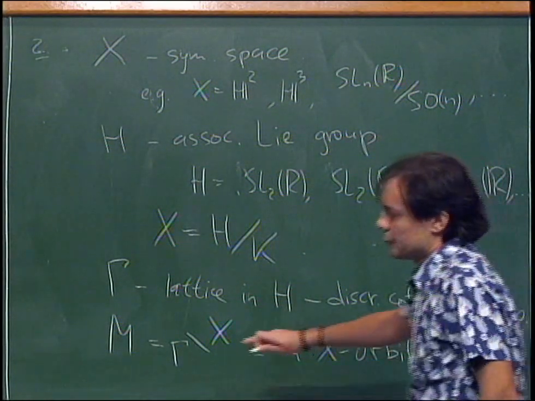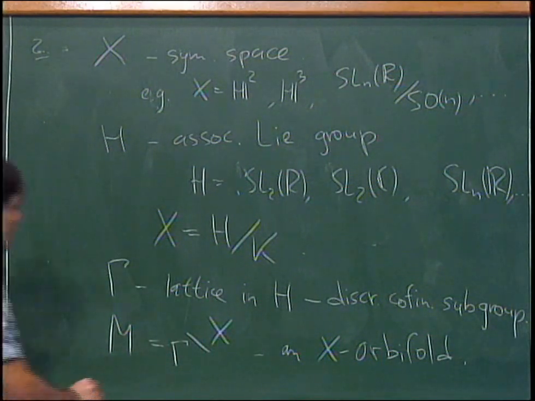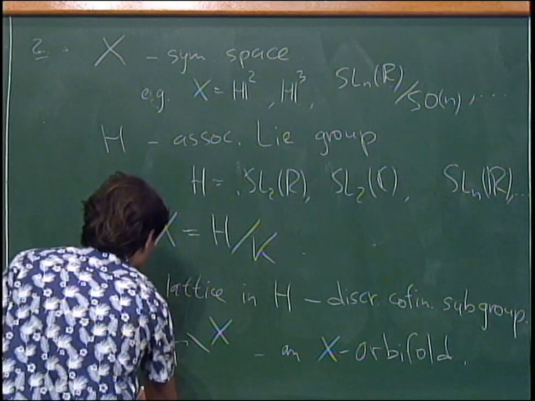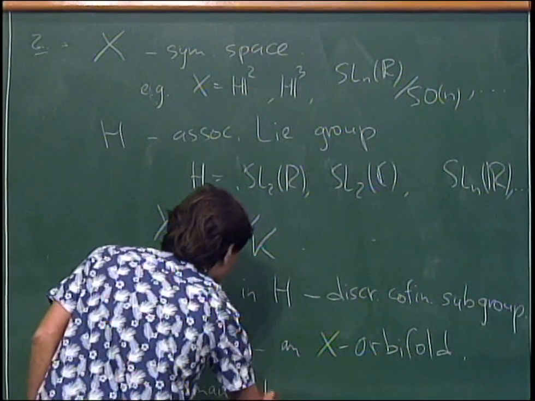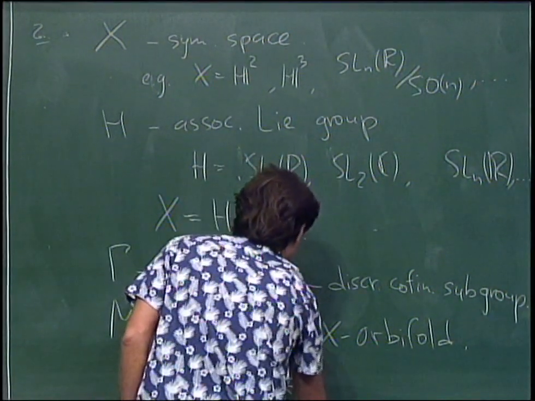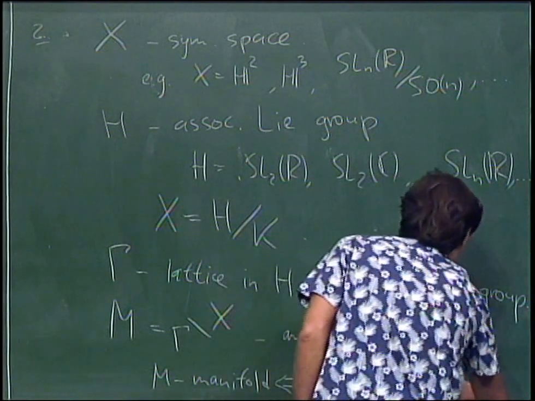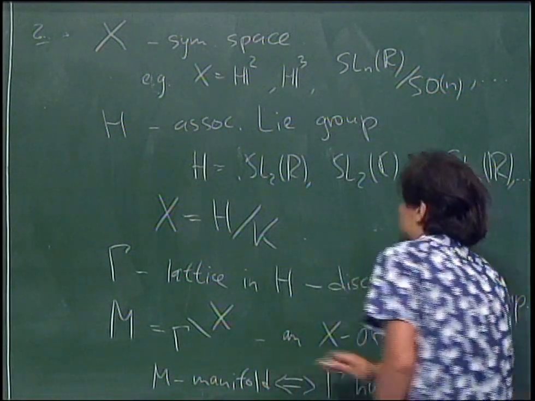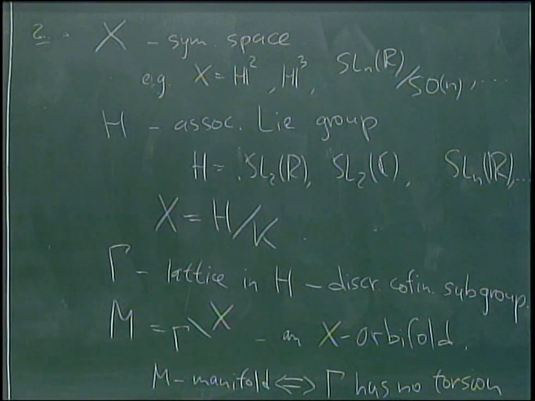which is a smooth manifold if and only if gamma acts freely. So gamma torsion free, M is a manifold. M manifold if and only if gamma has no torsion. So this discrete group gamma has no elements of finite order. And if it has elements of finite order, these elements contribute to singularities of the quotient space, but the singularities are, in a sense, well understood.